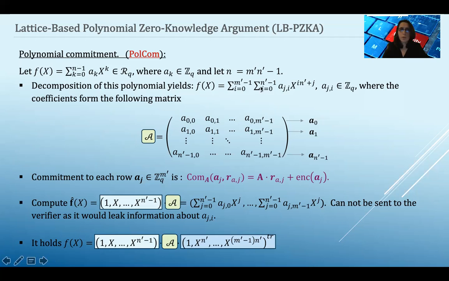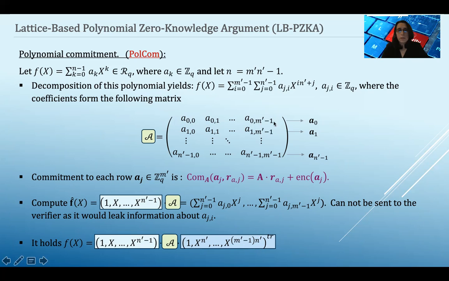Then another representation of f can be written in this way, decomposed into two sums, where the first sum runs over i from 0 to m'-1. The second sum runs over j from 0 to n'-1. And the coefficients are now indexed by j and i, and are also integers reduced modulo q. Then these coefficients can now be written into a coefficient matrix as follows. So the coefficients a_{j,i} can be written into this matrix, such that we have an n' times m' matrix.